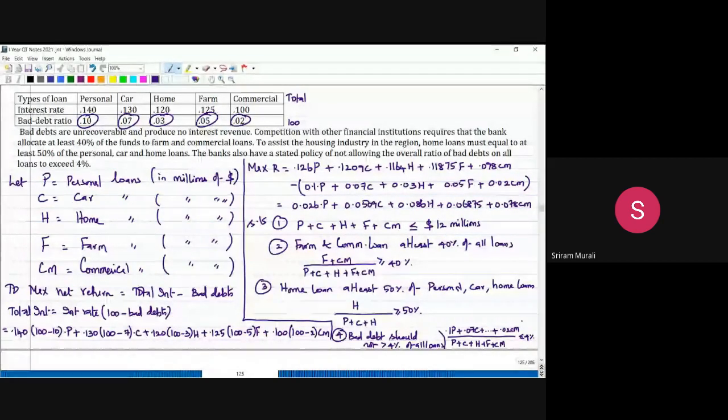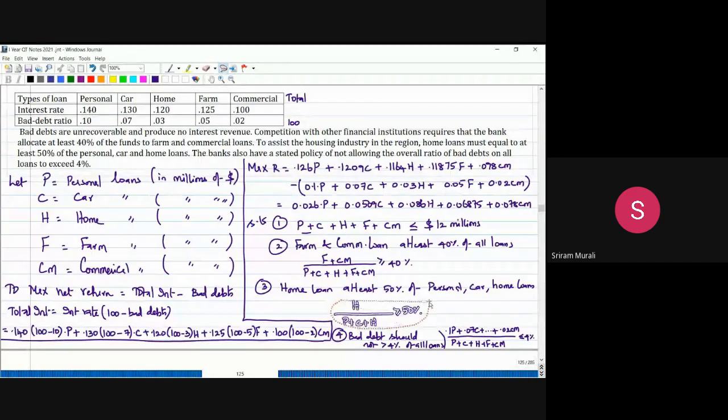So what is your final thing? Your P, C, H, F, CM must be greater than or equal to 0. That is the last thing. Have you understood? Yes, sir.